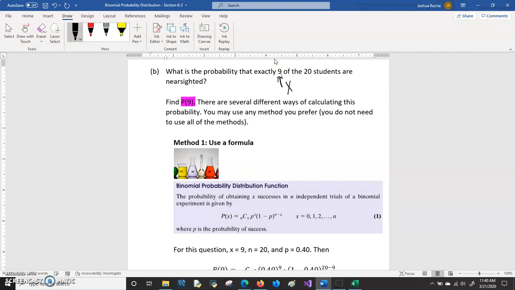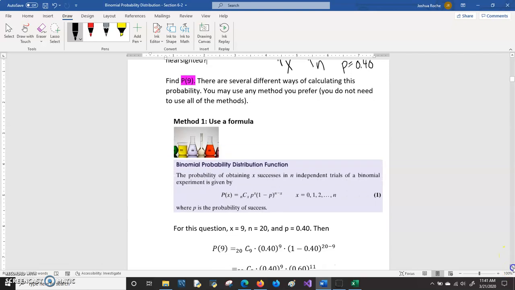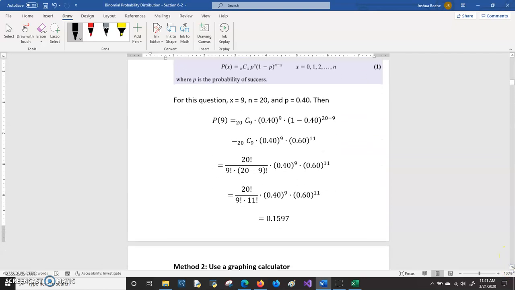There's our x. The 20, of course, is our sample size, so that's the n. And then we'll just want to make a note that ultimately we'll need to use p, and the p is 0.40. And that's from the 40% who are nearsighted in the U.S. So here's our x, our n, the sample size, the p is 0.40. Put those right into the formula.